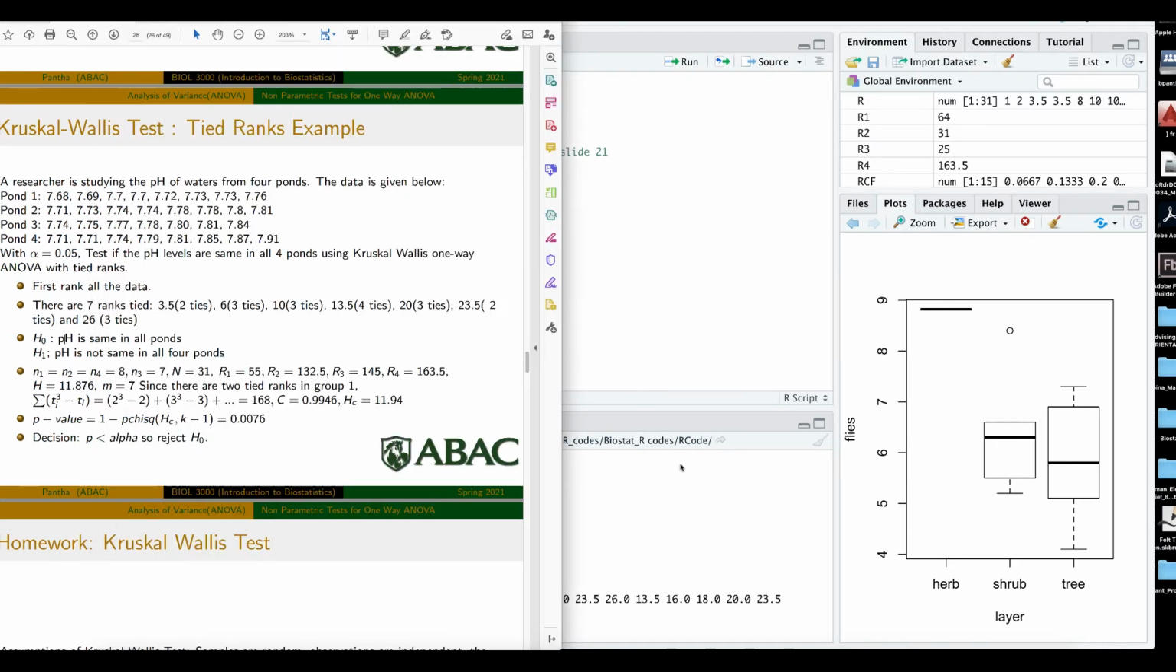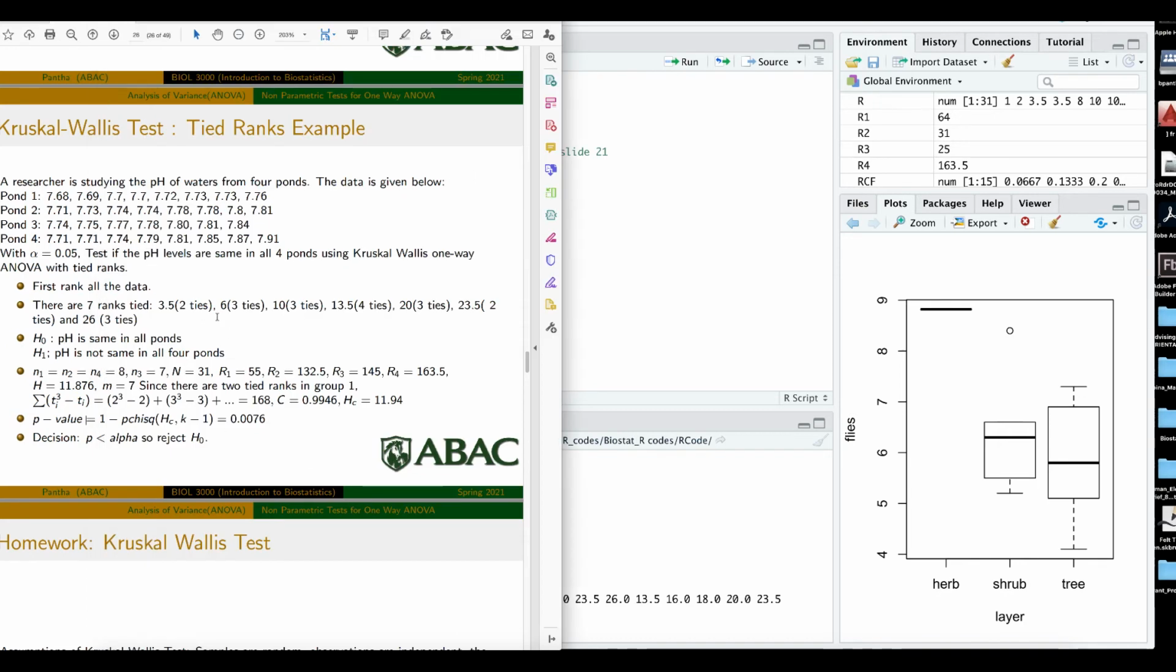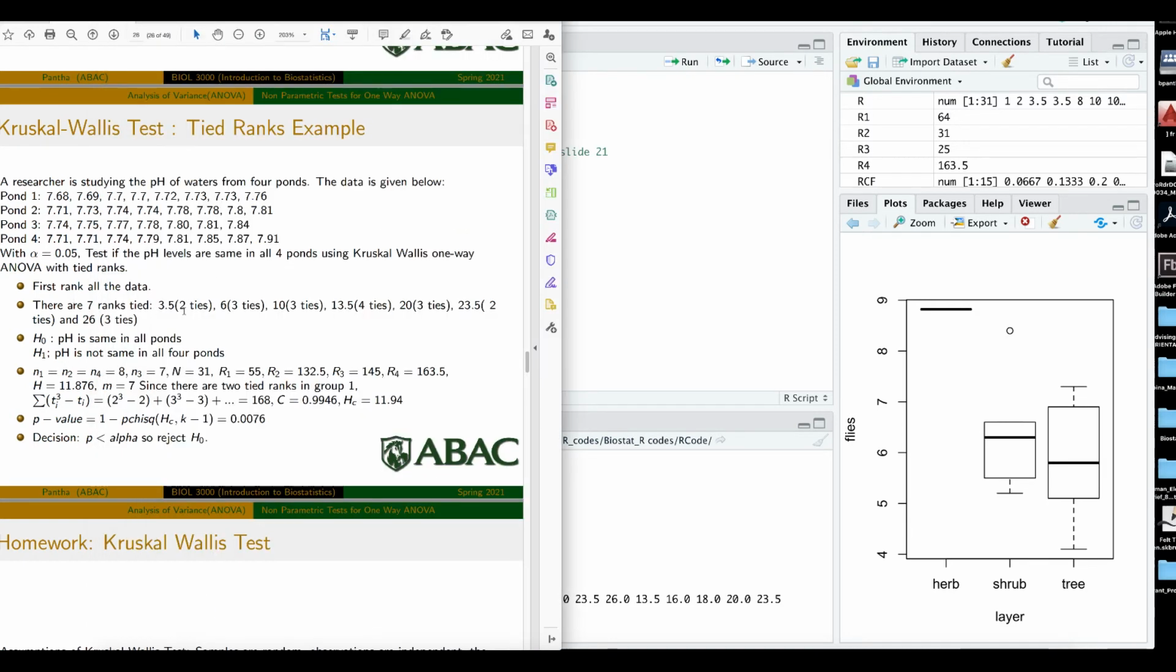The first one is 3.5, repeated 2 times. Next is rank 6, repeated 3 times. Where is rank 6? There is 1 rank 6 here, and then there are 2 rank 6 here. So that is 3 times, and so on. That's what we got.